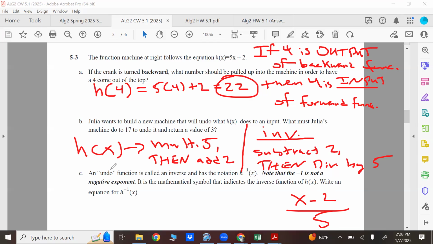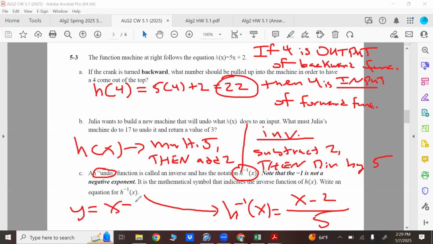Okay. So for part C, an undo function is called the inverse. And the notation is that. So we write it like this. I know it looks kind of funny, but that's the notation for inverse. It mathematically indicates an inverse function. The benefit of writing it, as you wrote it under A, as opposed to just rewriting it and then plugging it in as a formula. So you could do this. You could say y equals our new equation. You could write that, and that's fine. There's nothing wrong with it. I just need you to be familiar with the notation.